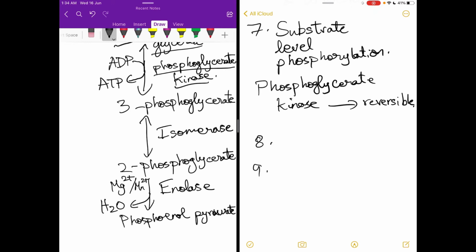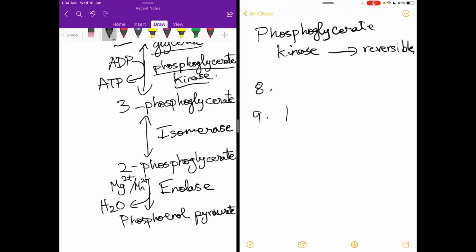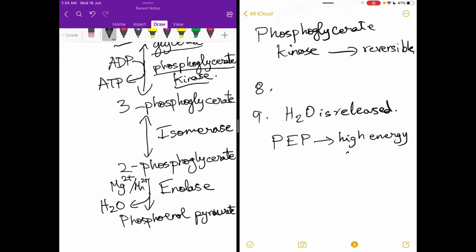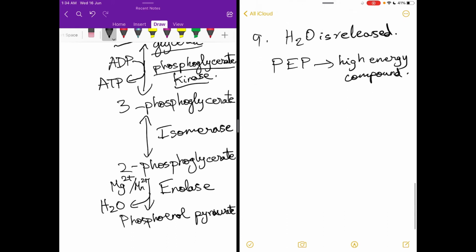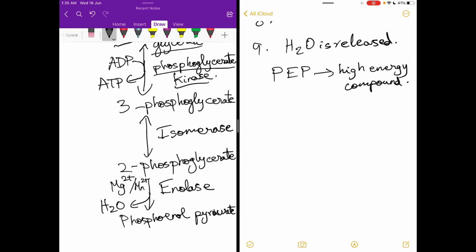So the ninth reaction's significance is that H2O is released, then the enzyme is enolase, the phosphoenol pyruvate, which we can write as PEP, is a high energy compound, right? And magnesium or manganese is required. That I don't have to write again, right? It's going to waste your time anyways.